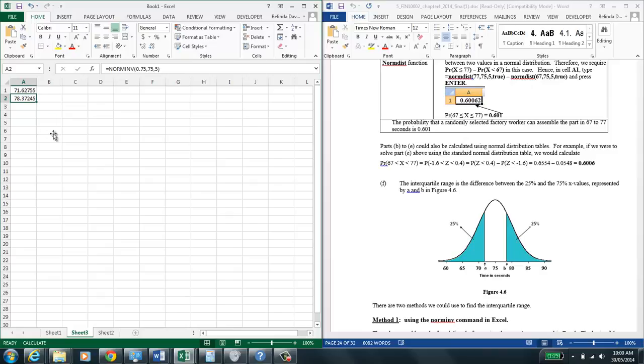So the interquartile range is 71.63 to 78.37, because 25% of values fall below this and 25% of values fall above this, or 75% fall below that value.